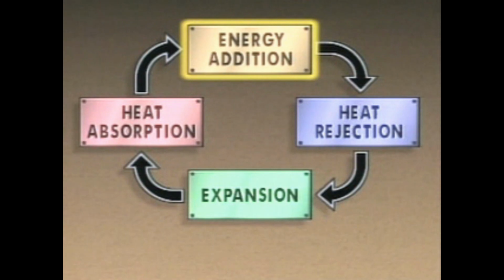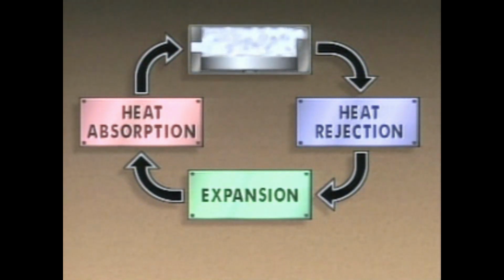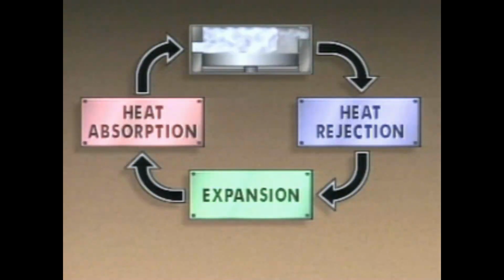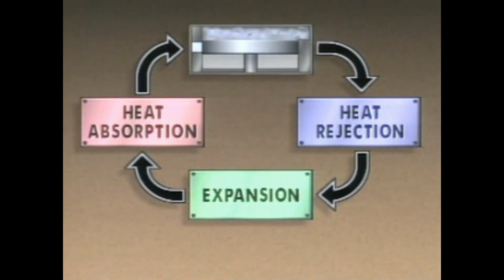In the energy addition step, energy is added to the refrigerant so that it can move through the rest of the refrigeration cycle. In this step, which can also be called the compression step, the refrigerant vapor from the absorption step is compressed. The compression of the refrigerant increases the refrigerant's pressure and temperature.